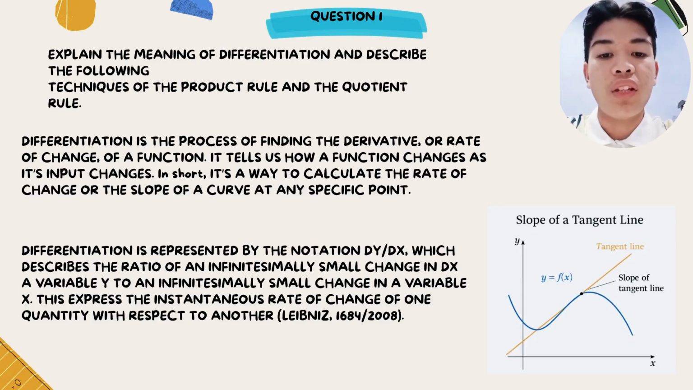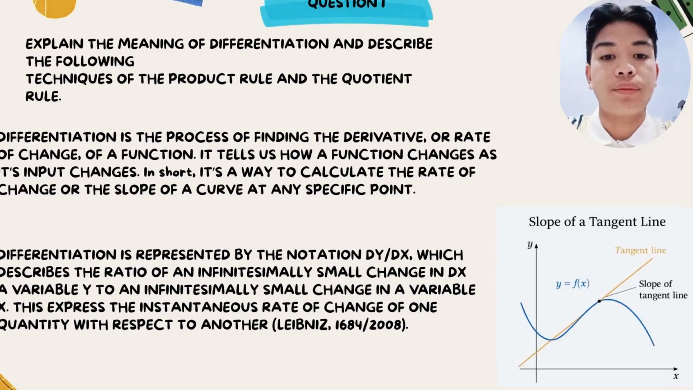According to Leibniz 2008, differentiation is represented by the notation dy over dx, which describes the ratio of an infinitesimally small change in a variable y to an infinitesimally small change in a variable x. This expresses the instantaneous rate of change of one quantity with respect to another.